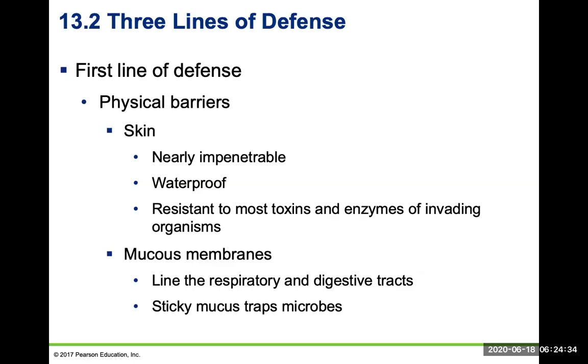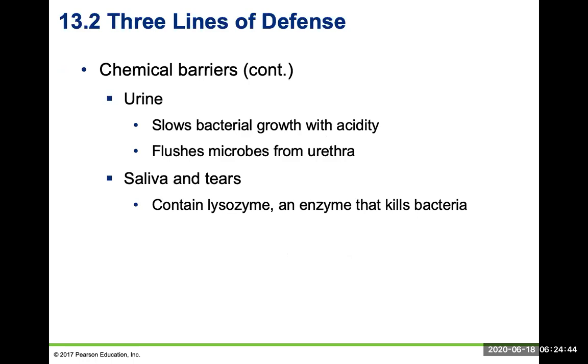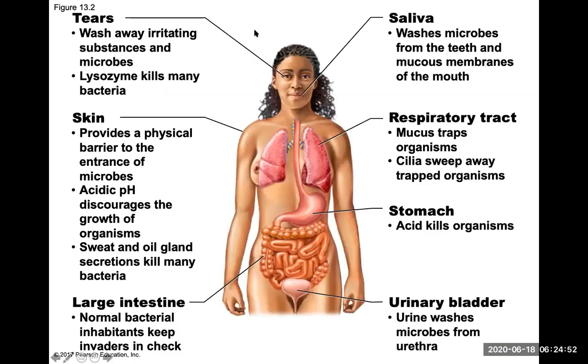So your physical barriers are skin and mucous membranes, and I'll let you read through those. Chemical barriers include the lining of the stomach. Some of your chemical barriers include urine and saliva and tears. And here's some of this first layer of defense: your skin, your tears, your large intestine, and I'll let you guys read through this. And again, feel free to pause the video at any time.